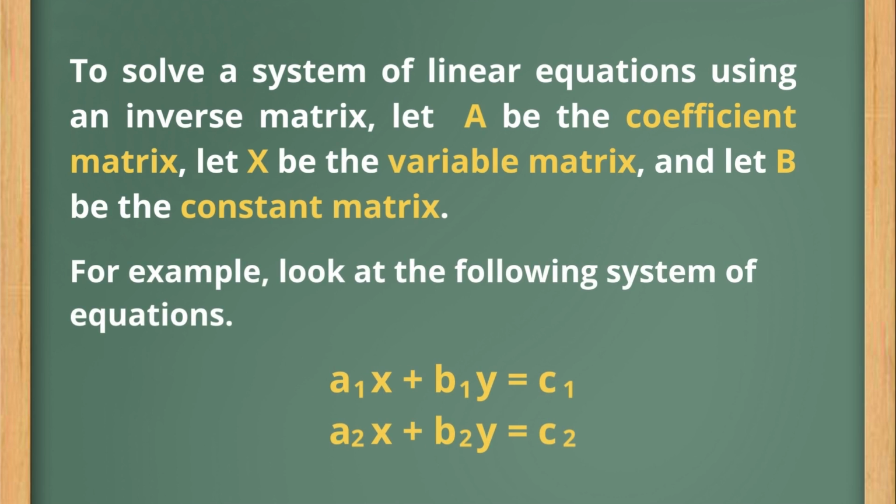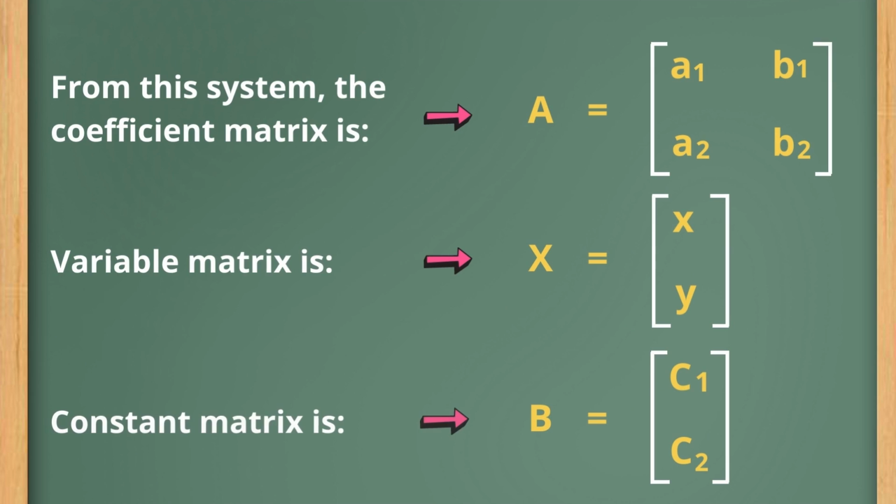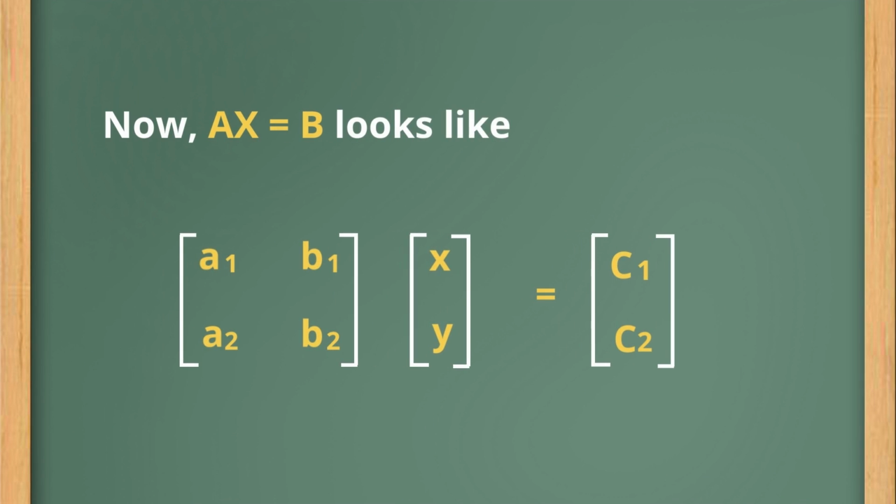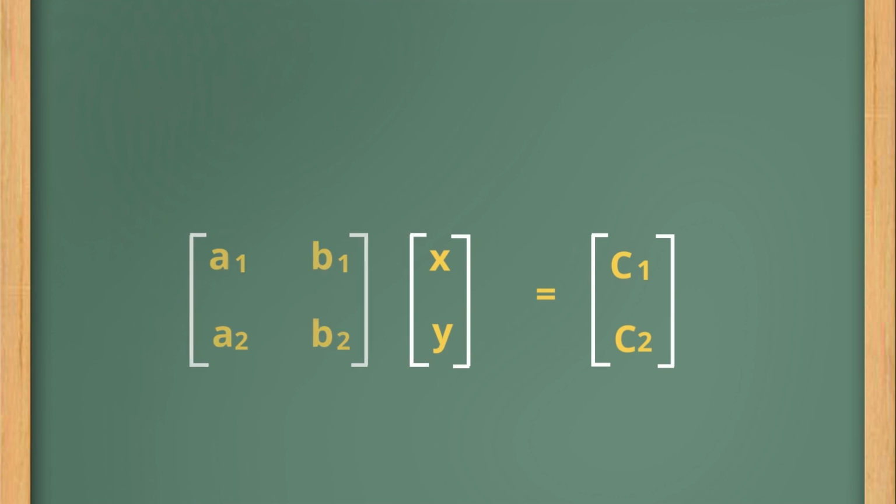To solve a system of linear equations using an inverse matrix, let A be the coefficient matrix, let X be the variable matrix, and let B be the constant matrix. For example, look at the following system of equations where two equations are given. From this system, you can see the coefficient matrix which is represented by A, the variable matrix is represented by X, and the constant matrix is represented by B. Now, AX equals B looks like as mentioned below.